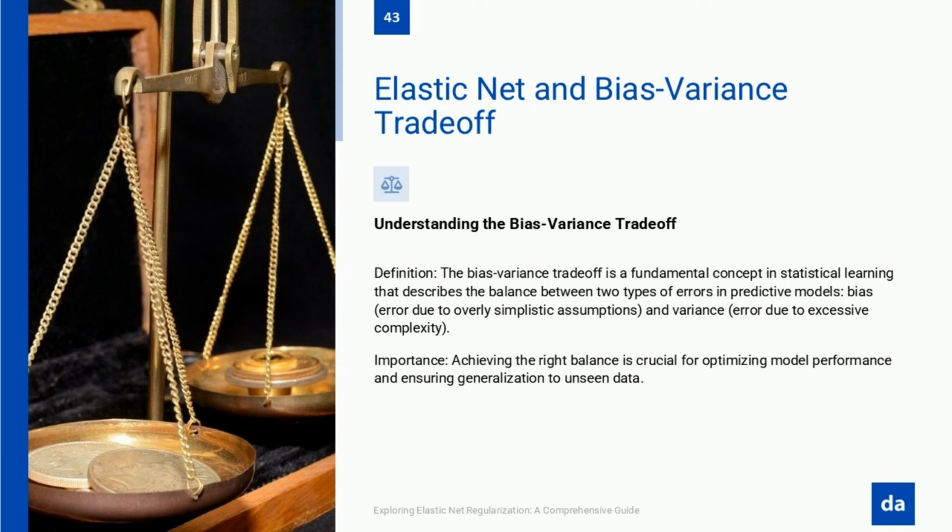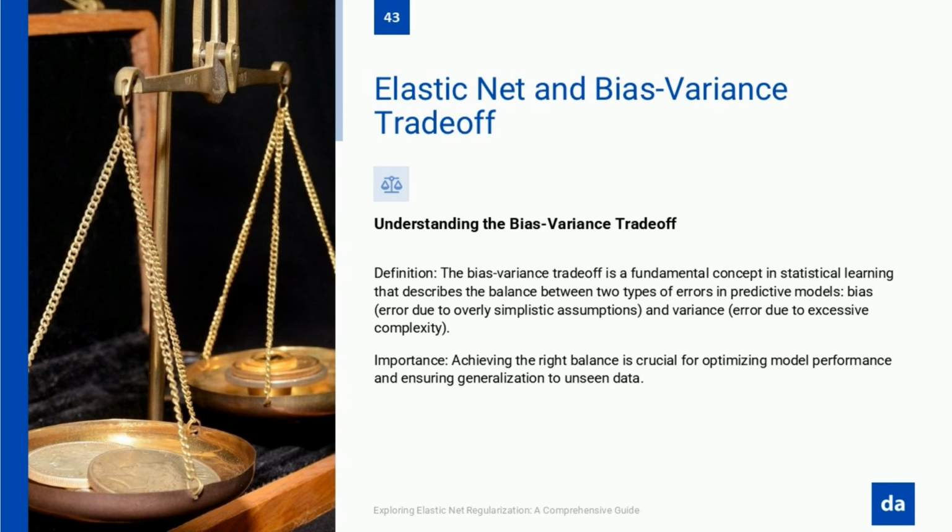Elastic Net strikes the right balance between bias and variance by combining both L1 and L2 penalties. The L1 penalty, Lasso, ensures sparsity by removing unnecessary features, reducing variance. The L2 penalty, Ridge, prevents coefficients from becoming too large, reducing bias. By adjusting alpha, we control the mix of these penalties, allowing the model to be as simple as possible without losing predictive power. The best way to optimize the bias-variance trade-off is through cross-validation.